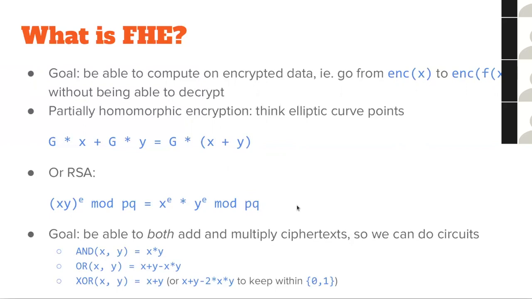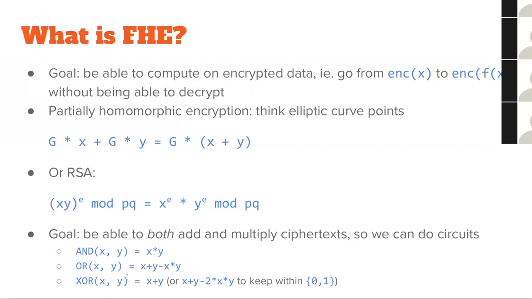Now the question is, can we come up with a scheme that lets us do both, right? So can we come up with some way of making a ciphertext so that you can do both adding and multiplying on ciphertexts? And if you can add and multiply, then you basically have general purpose computation, right? If you restrict your ciphertext to just being zeros and ones, then you can do pretty much every logic gate, right? So if you want to do and, then and of x and y is just x times y.